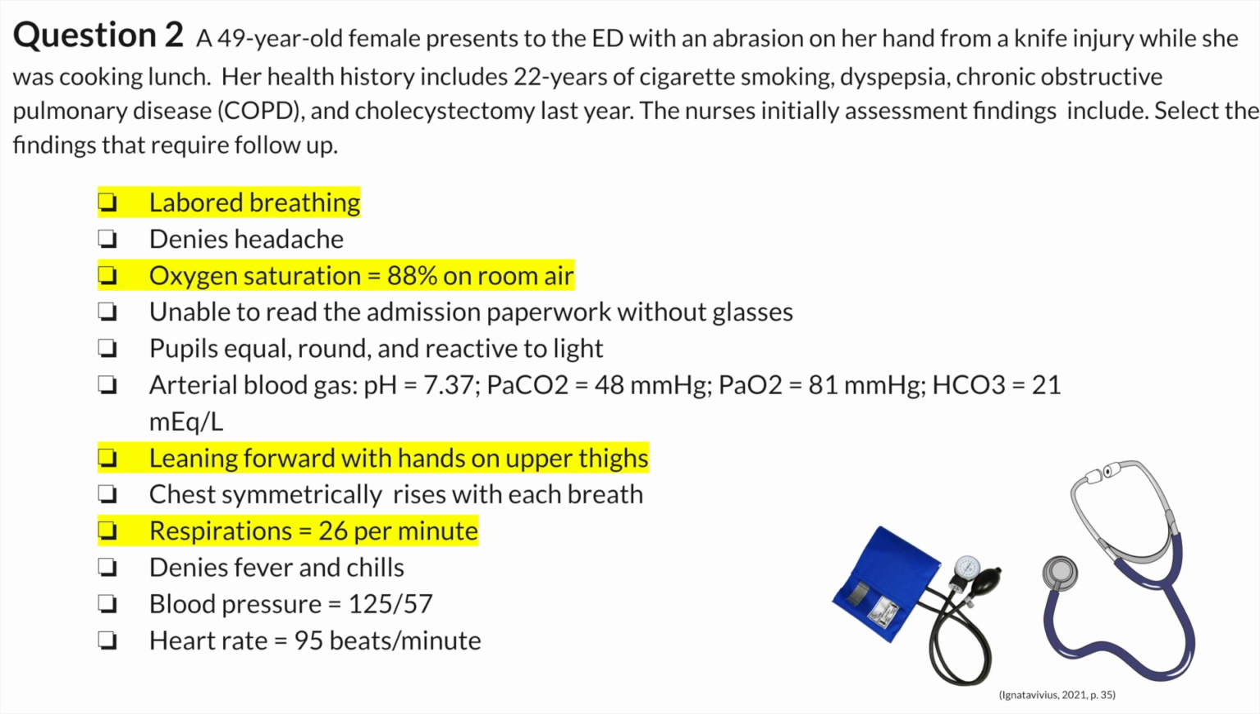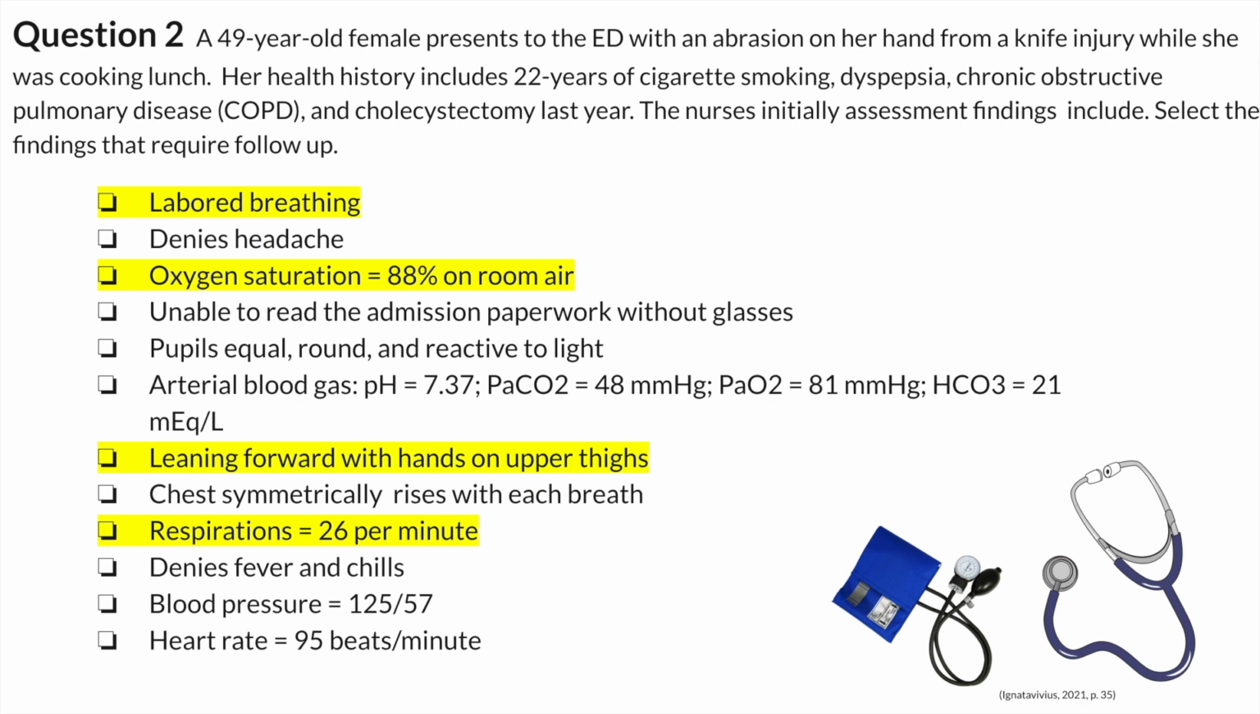So starting at the top here, labored breathing. So labored breathing is defined as abnormal respirations that reflect increased work of breathing. So labored breathing may look like the use of accessory muscles, taking rapid, shallow breaths, nasal flaring, grunting, or abnormal breath sounds such as stridor or wheezing. So this would definitely require follow-up because it would show that the patient is not breathing as effectively and having an increased work of breathing.